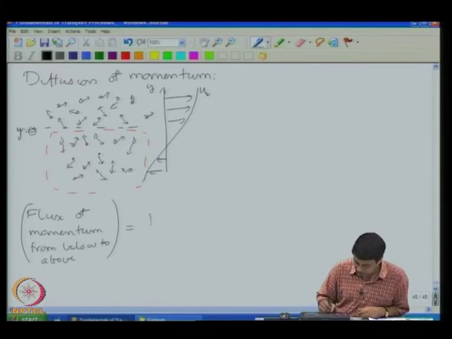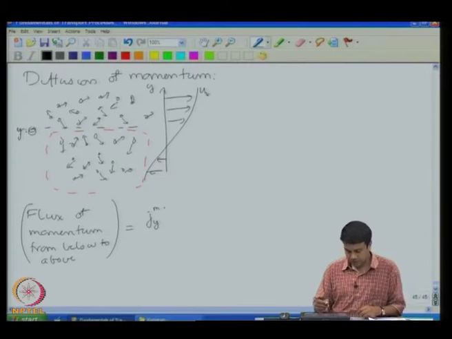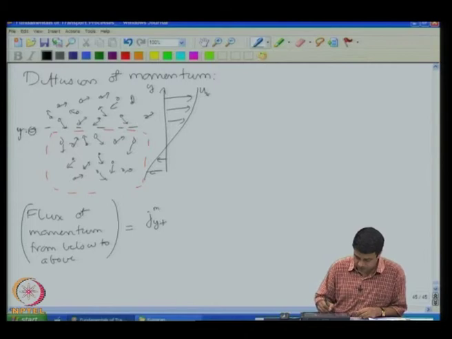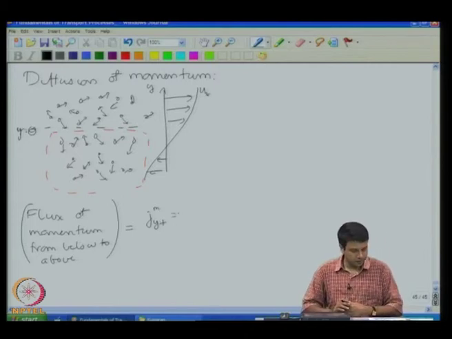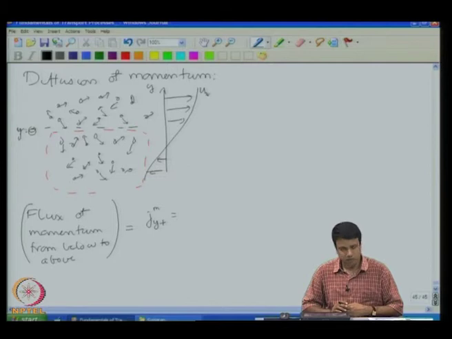I will call this J y, the momentum flux, and this momentum flux is going in the positive direction. This momentum flux is going to be equal to the average momentum of the molecules below times the number of molecules traveling per unit time, per unit area.